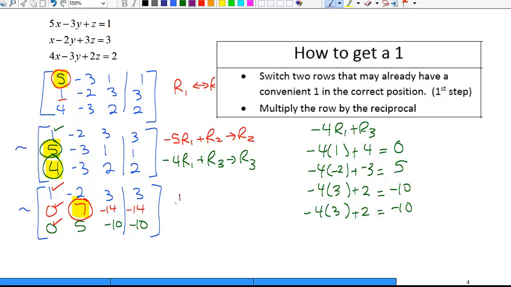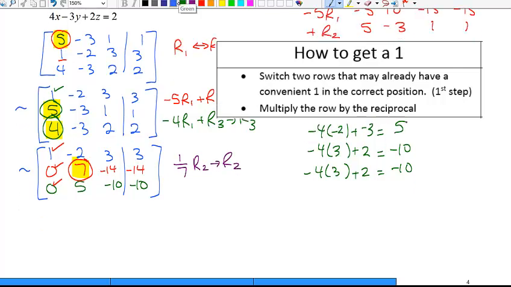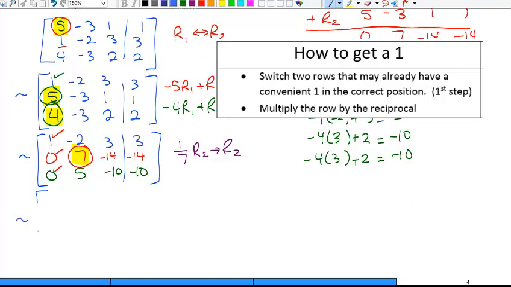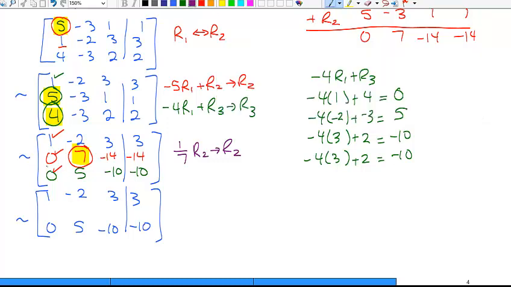What I can do is I can take the reciprocal of 7, which is 1/7, times it by row 2, and put it back into row 2. Notice that the first and third row stay the same. I like to put those in first so I don't forget them. And then I'm going to take the middle row times 1/7. Or if you want to think about it as divide by 7, that's fine. You just can't write it divide by 7 because there's no such thing as matrix division.